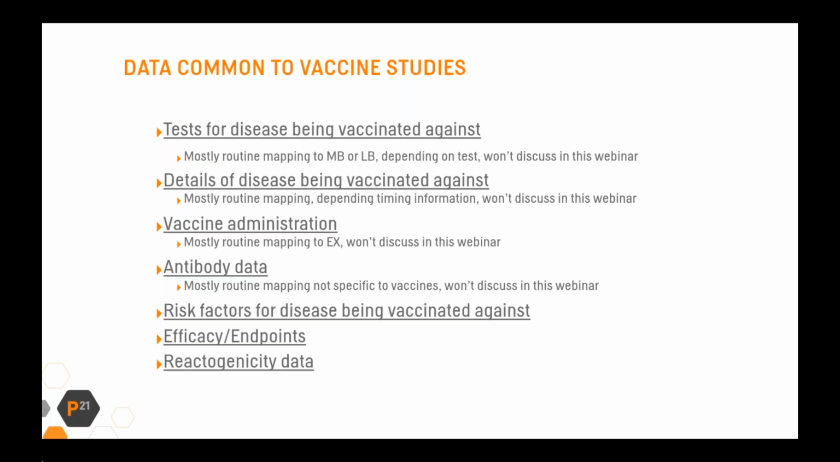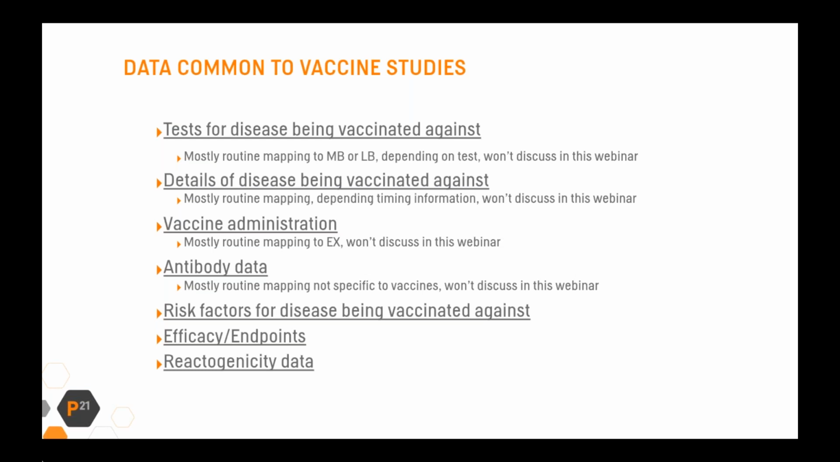So as for the data common to vaccine trials, well, there's a lot of data that's common to all clinical trials. These that I have listed here are typical types of data that you would find in a vaccine trial. The first four are mostly routine types of data. So we have the tests for the disease being vaccinated against, the details of that disease being vaccinated against, vaccine administration, and antibody data. Those are mostly routine mappings. There's a spot for these types of data in the CDISC standards.